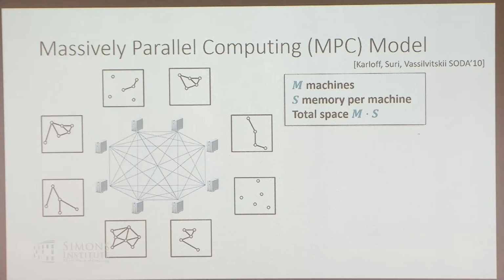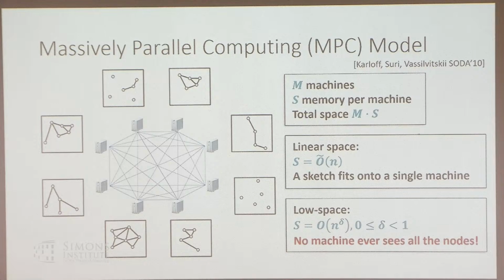And just for terminology, I'll call this M times S the total space, which is how much is available in the whole system. And clearly this must be at least the input size. And we often split this model into regimes, but in this talk you only need to care about this low space regime, where the memory is sublinear in the number of nodes. And this means that we cannot use, for example, sketches of the whole graph or anything. So no one can store a thing like that.